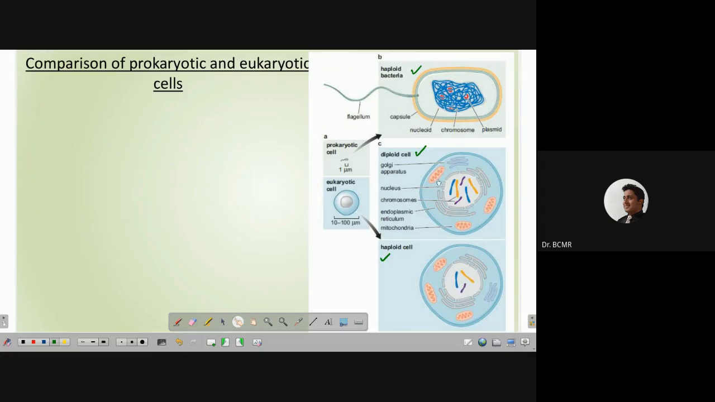The other differences would be that membrane systems are not present in prokaryotes. There is no nuclear membrane. The whole DNA is called the nucleoid, and they may have a flagellum and other things. It is very simple. Whereas in eukaryotes, you have mitochondria, endoplasmic reticulum, Golgi complex, and many other complex cell organelles.